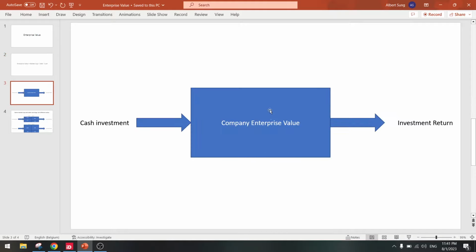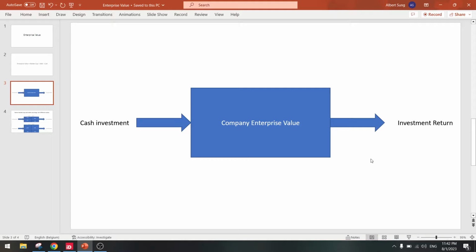So this is my gold mine, and this company has an enterprise value. So I'm putting a cash investment in this gold mine, and I acquire it by paying off the shareholders and the debt holders. So I have $1, for example. I buy this company for $1, and I hope to get an investment return after 10 years, maybe, and hope that that $1 is going to $10, a 10x.